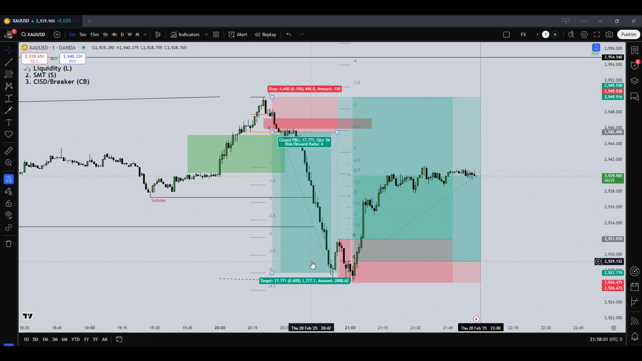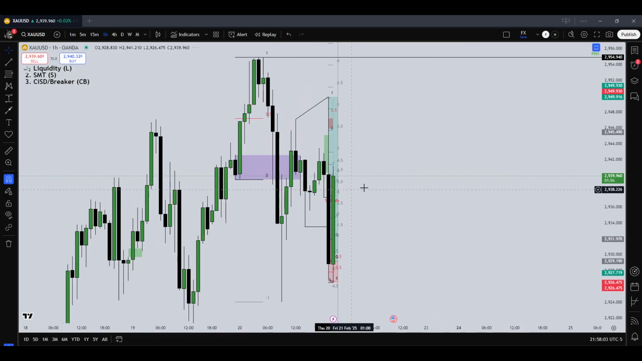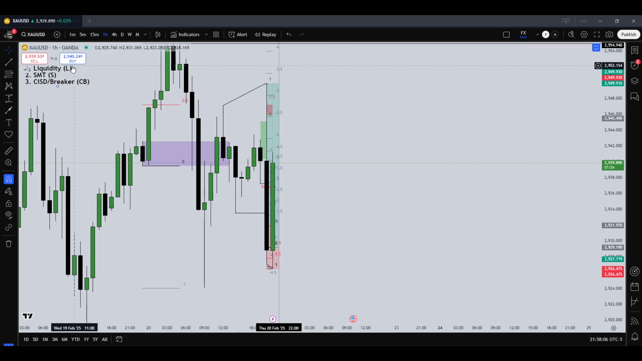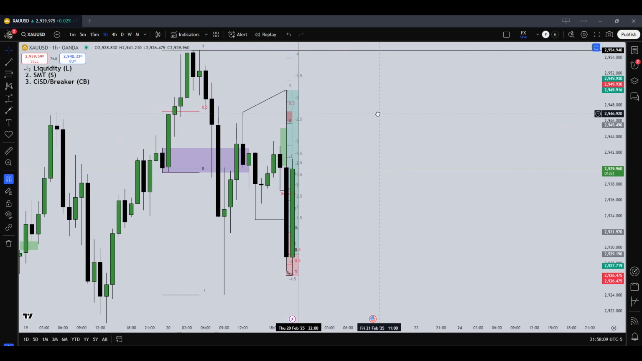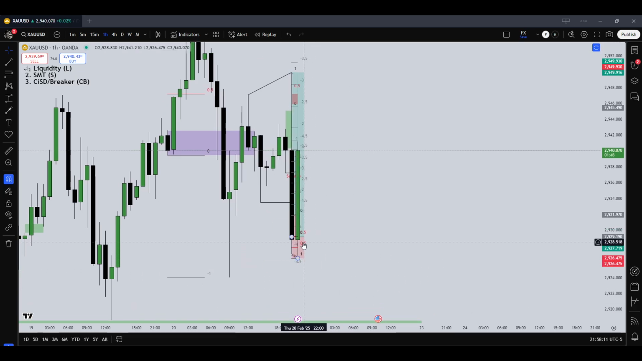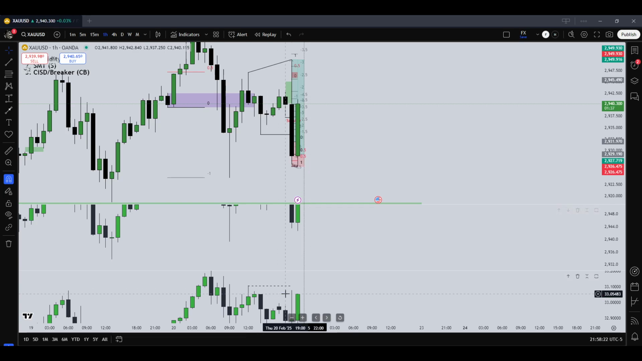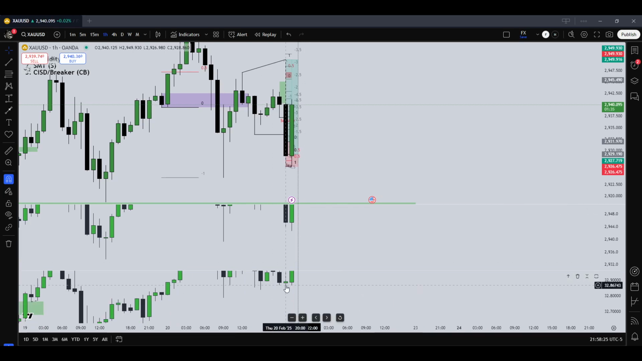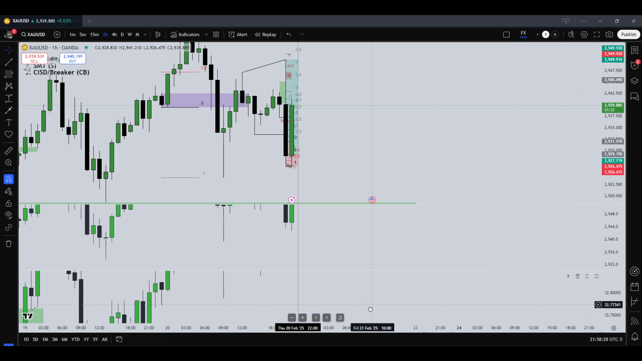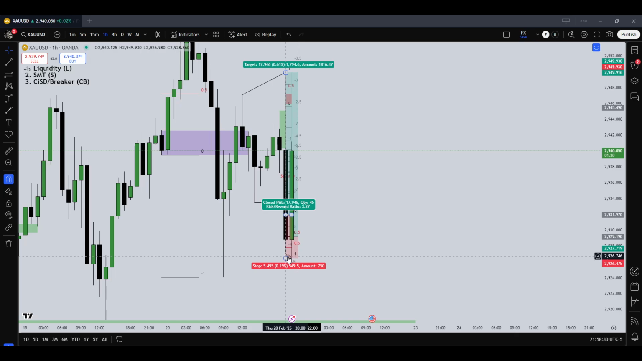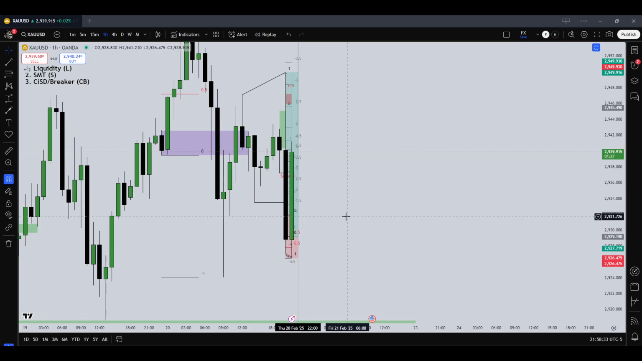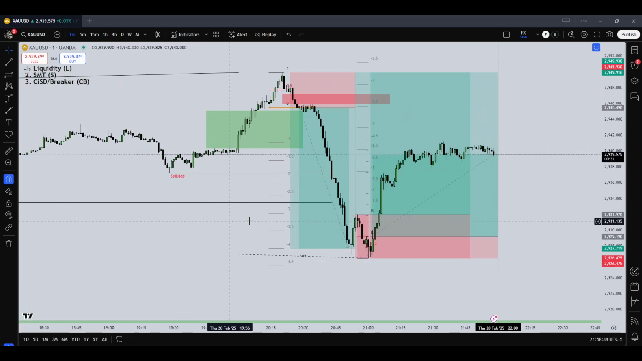So this was the short. For longs, again, we need to go through the same process, right? Liquidity, SMT, CISD, or breaker. The liquidity here in this case was your previous hourly low. Why? We swept previous hourly low on gold. The SMT is also at that area. Why? Because previous hourly low on silver was not tapped at all. So that is SMT. We created a lower low on gold, a higher low on silver. So again, same thing, liquidity, SMT, done.